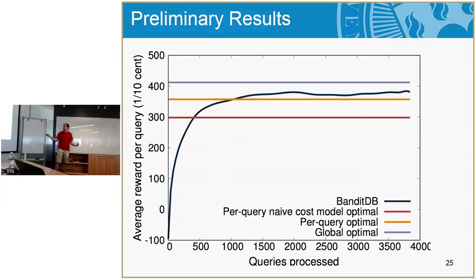And as time goes on, we sort of end up somewhere in the middle here, between the global clairvoyant optimal and the greedy clairvoyant. So this is really cool, because without using a cost model, remember, nobody knows how long these queries are going to take.